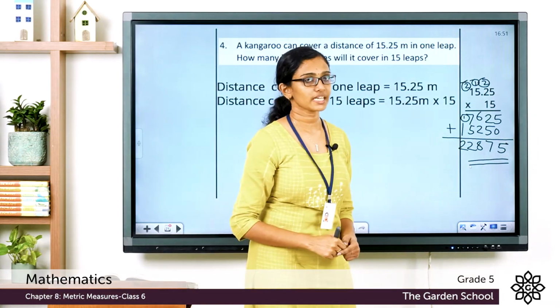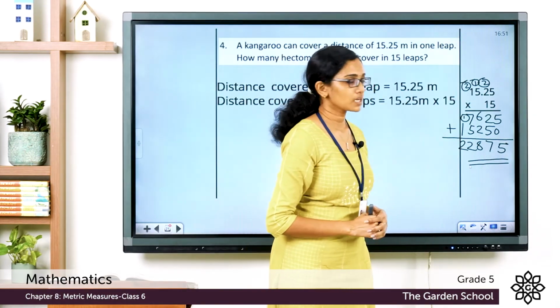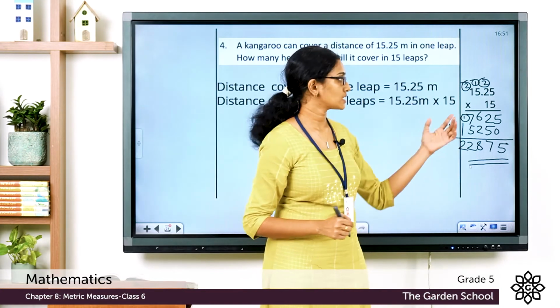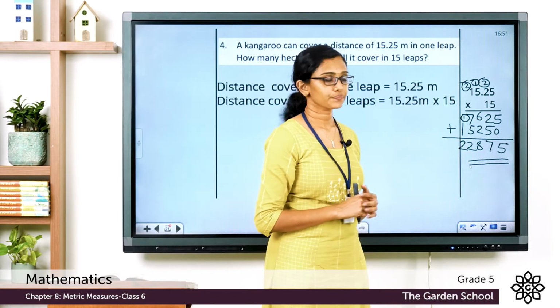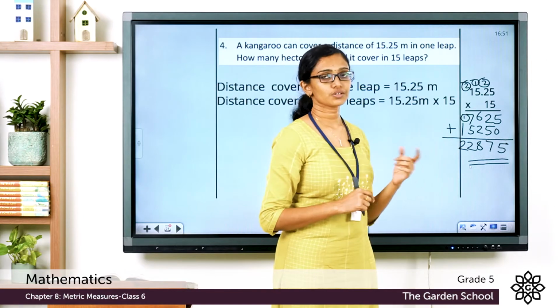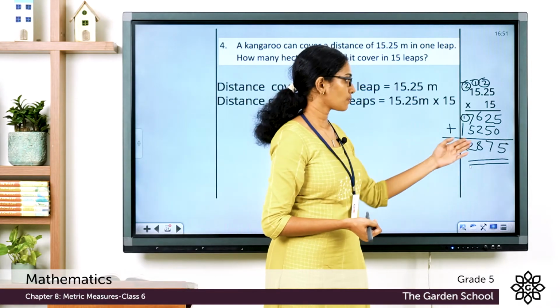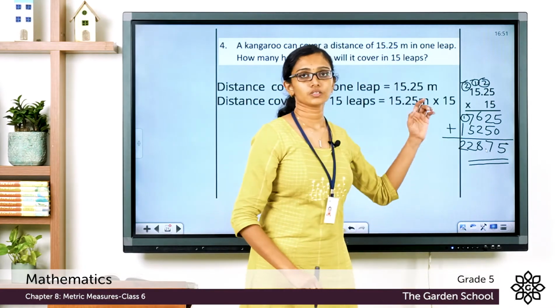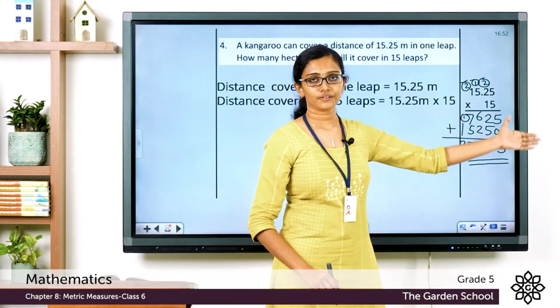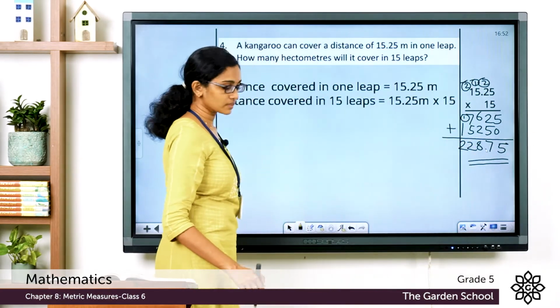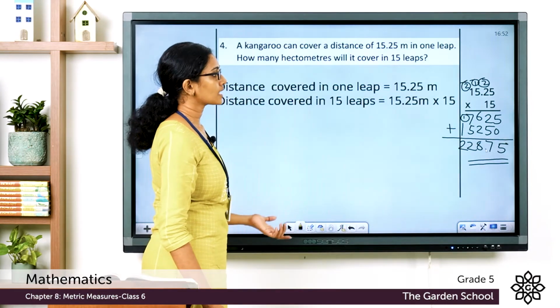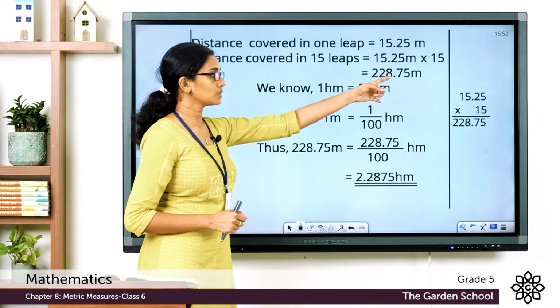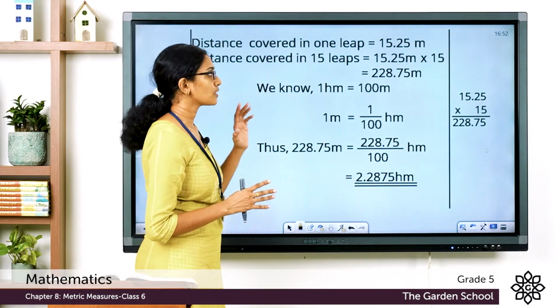Now, where do we put the decimal point? Count the total number of places after the decimal point in the question. So, here we have 2 places or 2 digits after the decimal point. So, where do we put the decimal point in the product? We put the decimal point 2 places to the left from the right. So, what is the answer? Here we have 228.75 meters. So, this is in terms of meters.